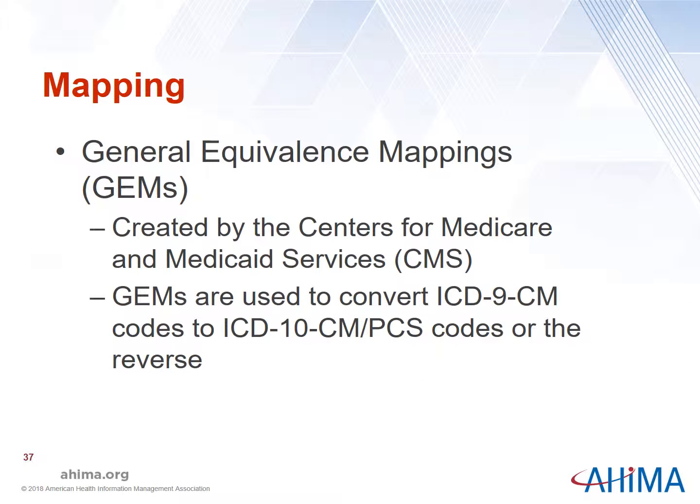A common mapping system is General Equivalence Mappings, or GEMs. GEMs were created by the Centers for Medicare and Medicaid Services, also known as CMS. GEMs are used to convert ICD-9 codes to ICD-10 or ICD-10-PCS codes, or the reverse. Because the systems are not identical, the user would have to decide which code to select. See Table 12.2 on page 211 of your textbook for an example.